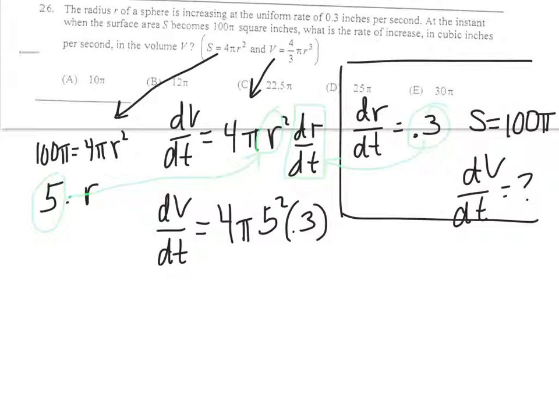You just got to figure that out, and that's going to end up giving you 30 pi as a final answer. Typical problem. You've done these problems in class. So just keep your wits about you. You can do fine on that on the test.